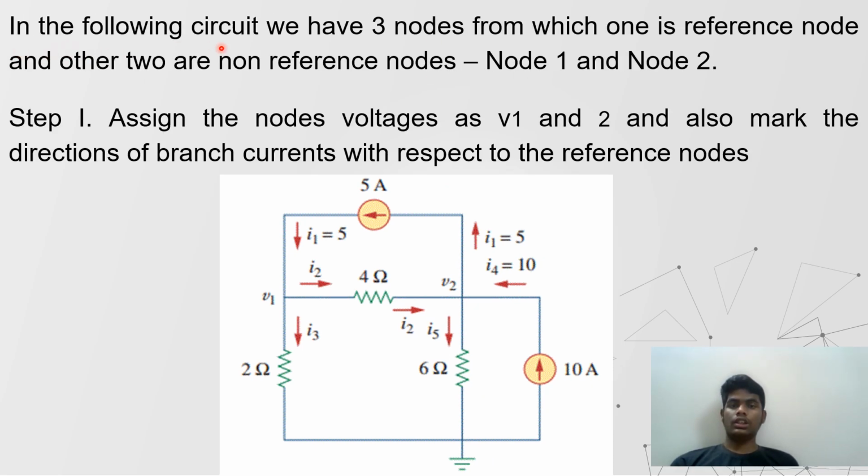In the following circuit we have three nodes, of which one is the reference node and the other two are non-reference nodes, node 1 and node 2. Step 1: assign the node voltages as V1 and V2 and also mark the directions of the branch currents with respect to the reference node. This is the diagram discussed above, where this is the reference node.